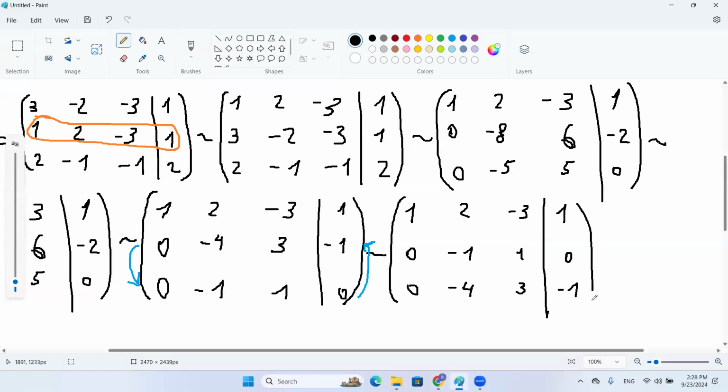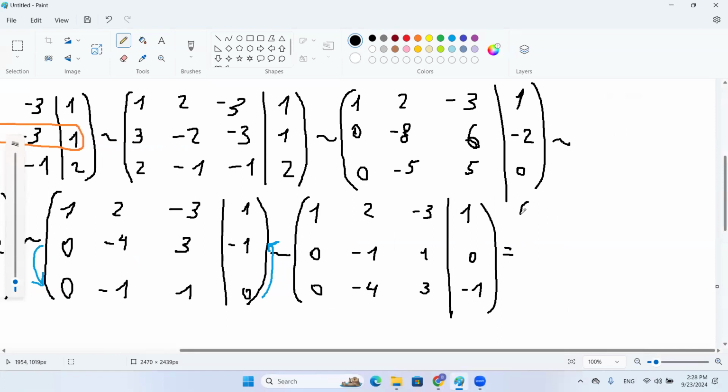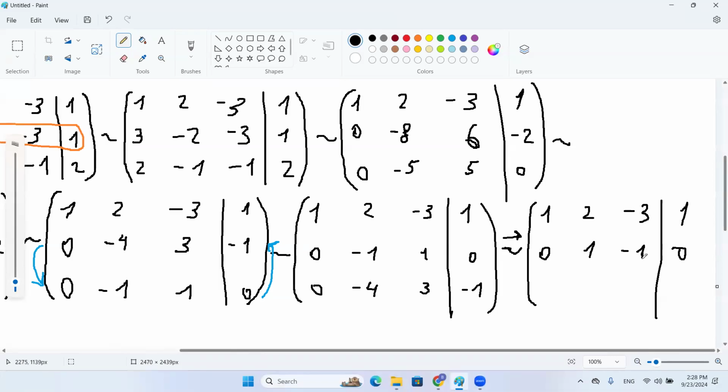And what else do I want to do? Just to simplify, not equals actually, like this equivalent or this arrow. So what do we do? I want to change the sign of the second row. Multiply by minus 1, yeah, multiply by minus 1. So actually just change the sign, and now we have such a matrix.